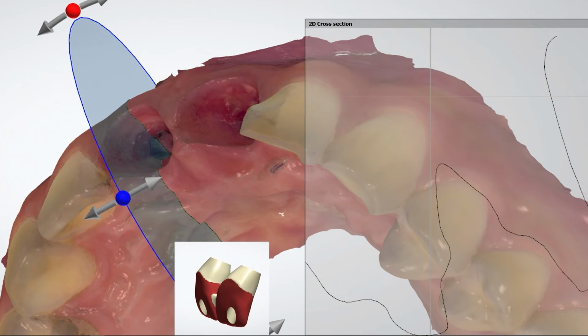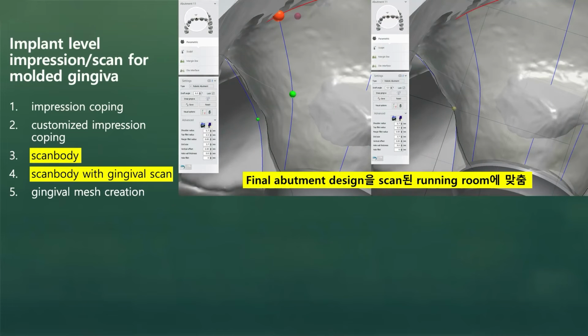So the temporary is created to be very straight, although this is not a desirable form, but it seems to be more collapsed toward the inside rather than being straight. So when we design the final abutment, the scanned emergence gingiva profile and running room are considered, then the running room area is smaller than the temporary in the final abutment. And if that is the final abutment, then the gingiva could be remodeled to be narrow.